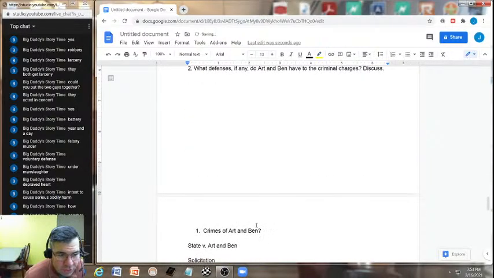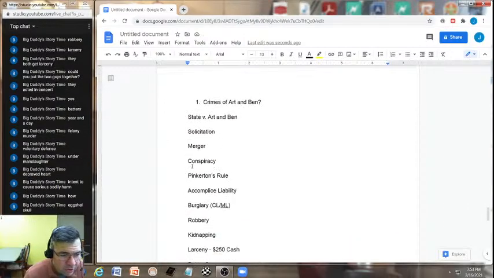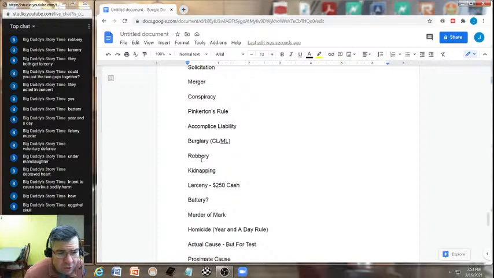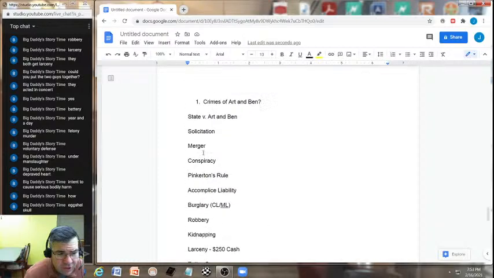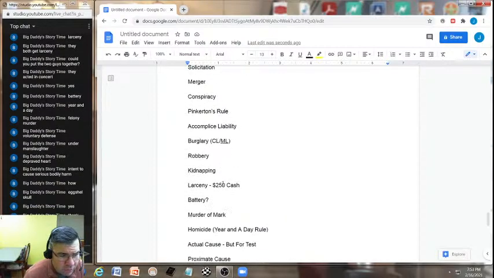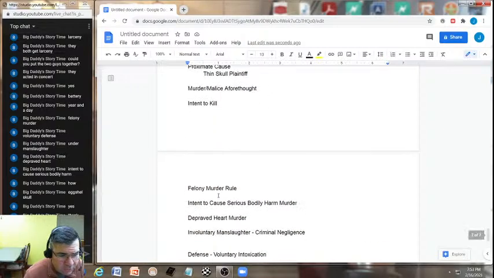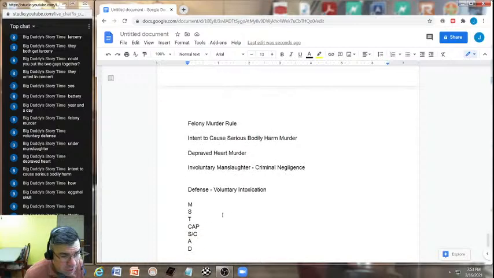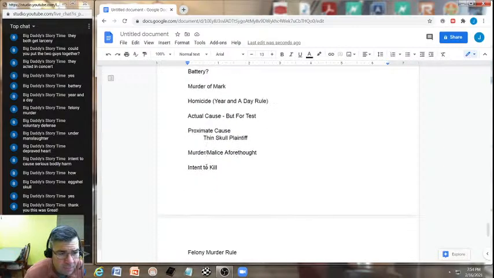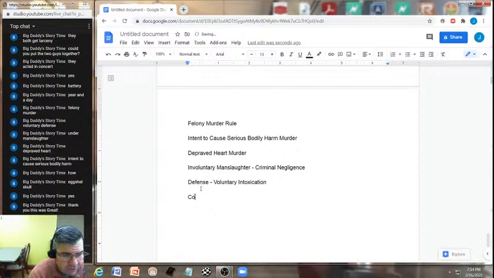Okay, there we go. So going through it really quickly here, we got the solicitation, merger, conspiracy, Pinkerton's rule, accomplice liability, the burglary, which is going to be the modern law burglary, robbery, brandishing the weapons, even though they were unloaded, kidnapping, and then the larceny, action taken by Ben for $250 cash, the battery when Fran and Mark were loaded into the car and put in the refrigerator. And then murder of Mark, and then we walk through all of our stuff here. Make sure to throw in your involuntary manslaughter, and it's important that we work through all of our shopping list, including our defense of voluntary intoxication, which does not defeat the aspect concerning the homicide. It might work against the specific intent crimes, but with that being said, make sure to throw in a conclusion, and you'll have this thing.